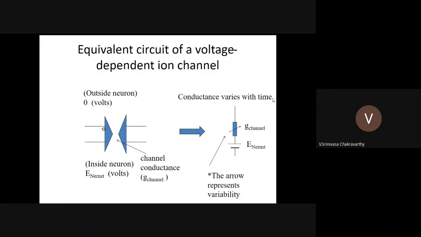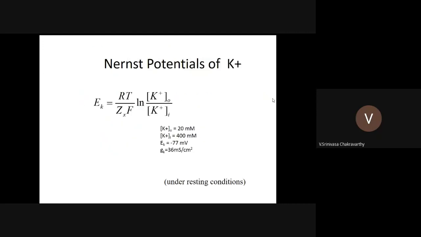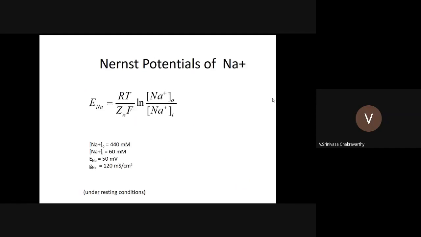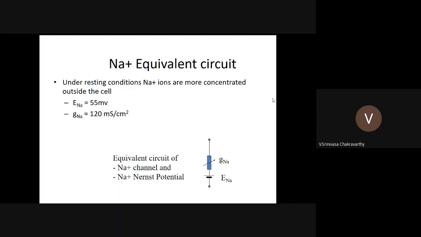In the case of voltage-sensitive channels, they are variable channels. They're not constantly open or constantly closed; that opening and closing keeps changing with time. That is indicated by the arrow symbol cutting across the conductance, to show that they are adaptive or variable conductances. We talked about the Nernst potential of potassium, which is minus 77 millivolts, and this is the equivalent circuit. The Nernst potential of sodium is 50 millivolts, and this is the equivalent circuit.